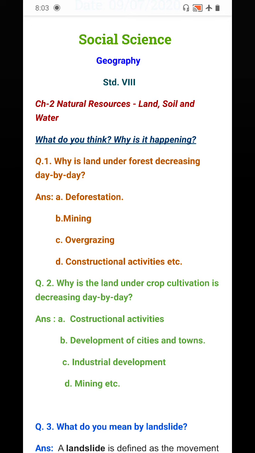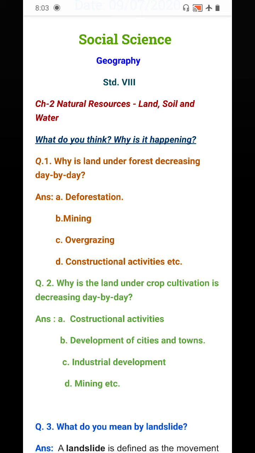Overgrazing and constructional activities. Due to the reckless cutting down of trees, due to mining activities we have to cut the trees, due to overgrazing also, and constructional activities. When we are constructing roads, railways, buildings, dams, at that time also we have to cut the trees.